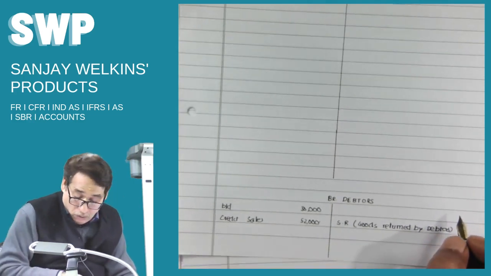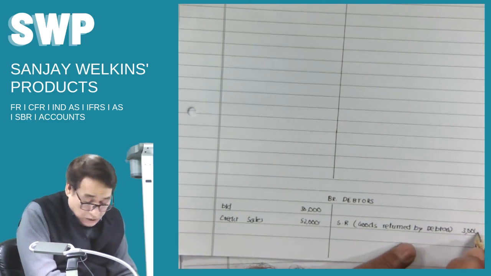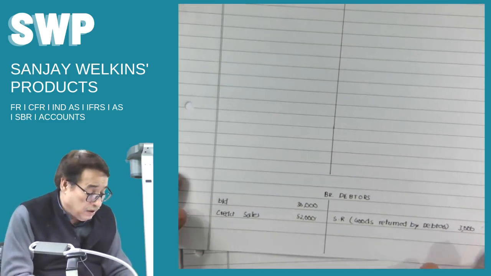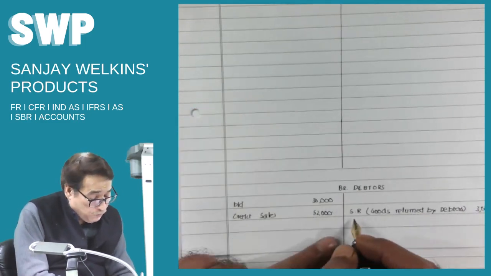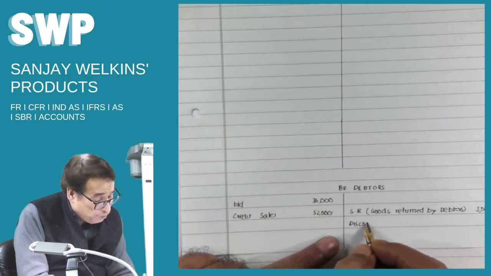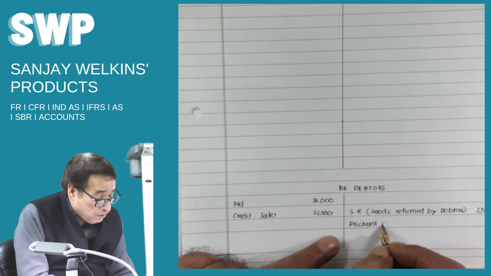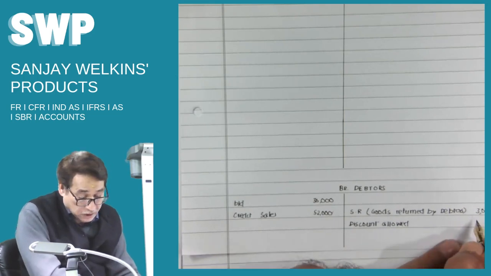Goods returned by debtors is equal to 3,000. Then you have been given discount allowed to debtors. In the previous sessions, I have already told you discount is a transaction which takes place between branch and debtors. So discount allowed will find place only in the debtors account, that is 300.